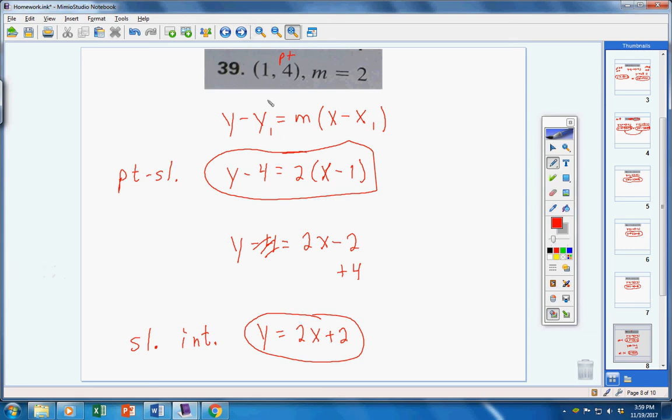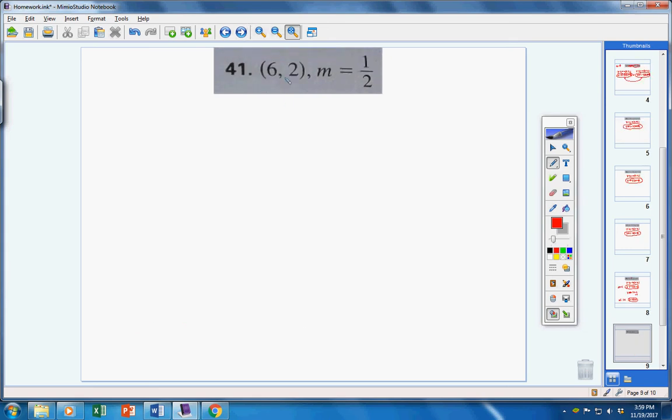Same thing for 41. First of all, we're going to write the linear equation in point slope form. So y minus y, which is 2, equals m, which is 1 half, x minus x, which is 6, and there you go, that's one answer.